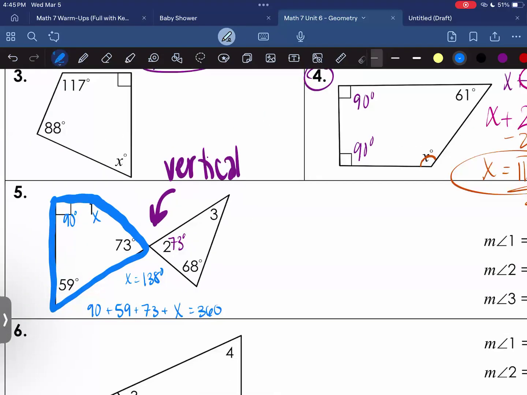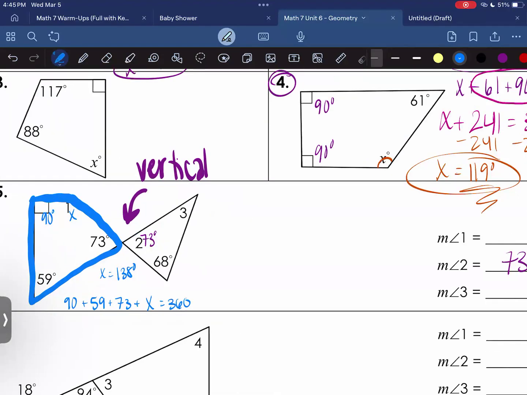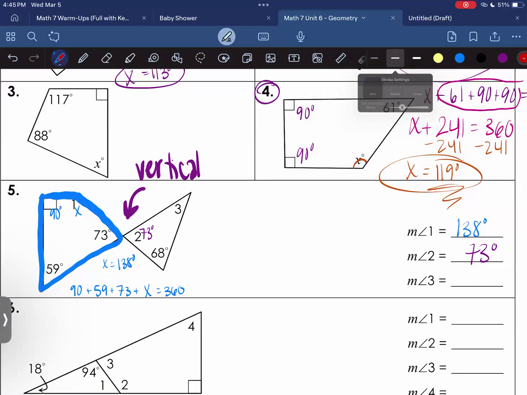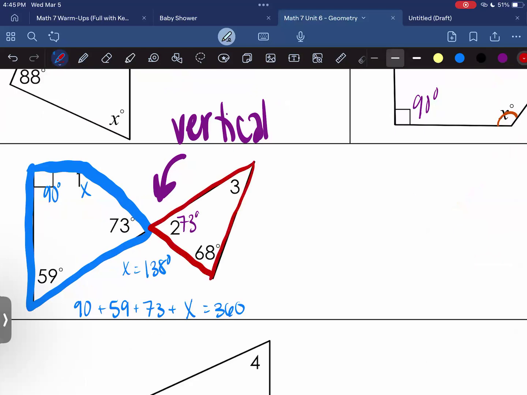Now over here we have a triangle. And this is going back a little bit, but we know that a triangle adds to equal 180 degrees. So we have the 73 degrees that we found, plus the 68 degrees they gave us, plus I'm going to call this one y, equals 180 degrees. Okay?